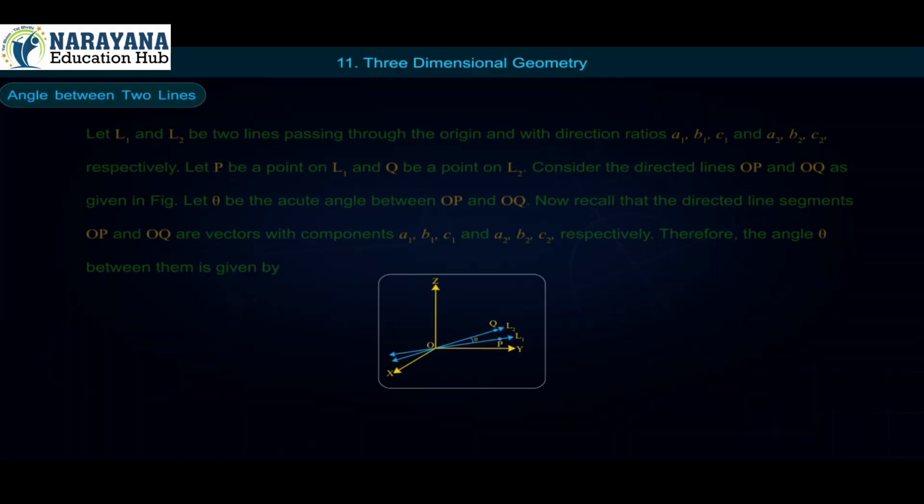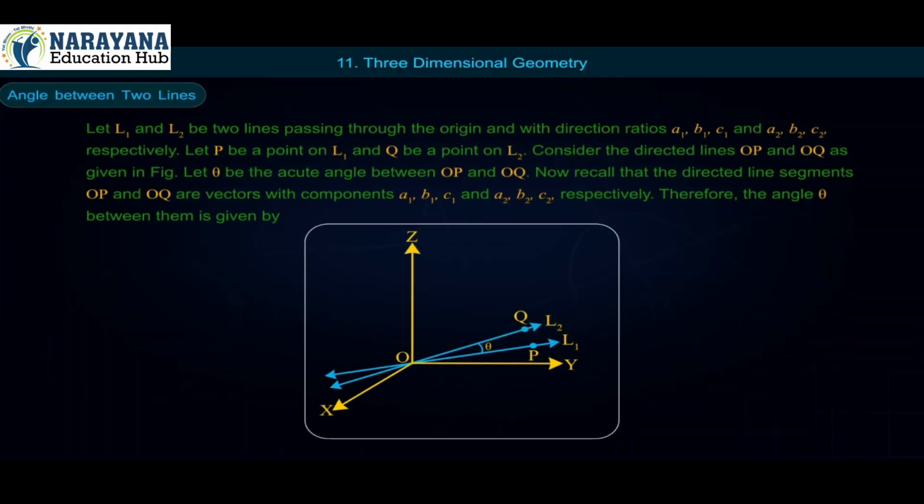Angle between two lines. Let L1 and L2 be two lines passing through the origin and with direction ratios a1, b1, c1 and a2, b2, c2 respectively. Let P be a point on L1 and Q be a point on L2. Consider the directed lines OP and OQ as given in the figure. Let theta be the acute angle between OP and OQ.